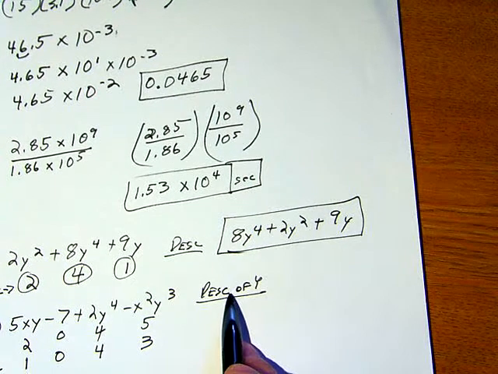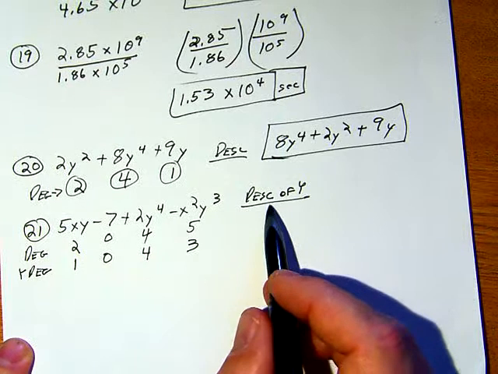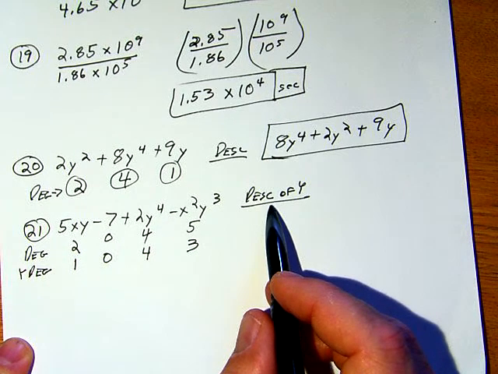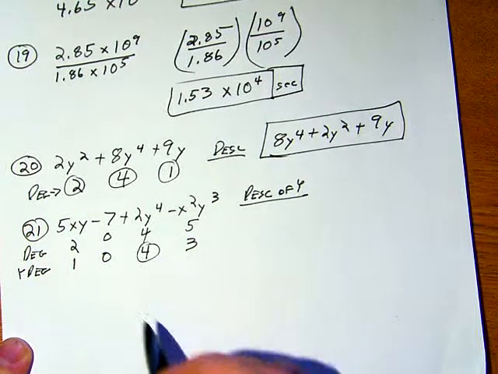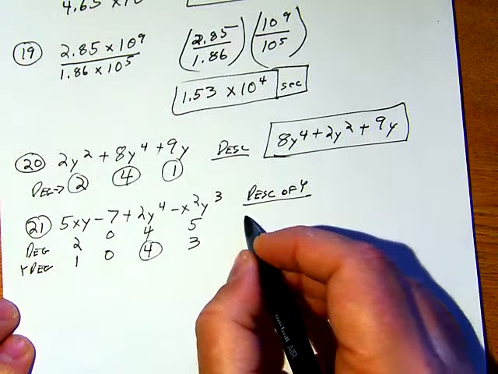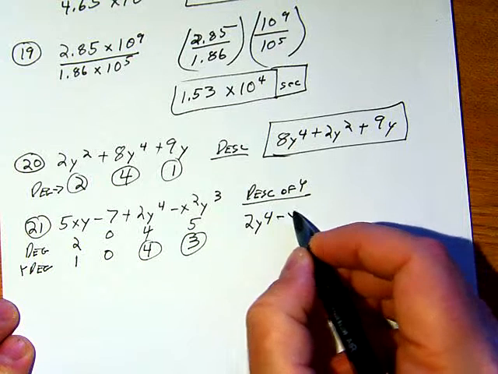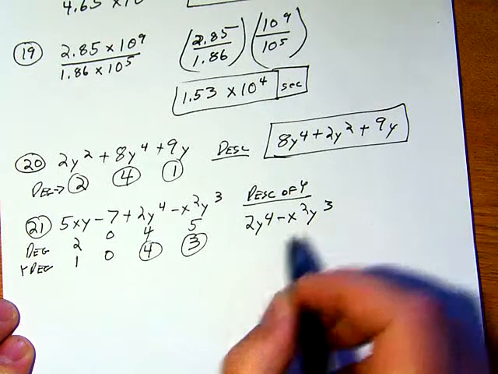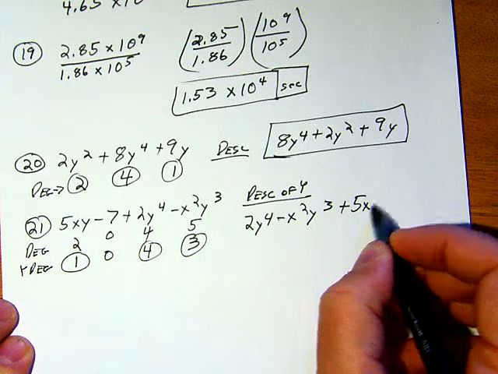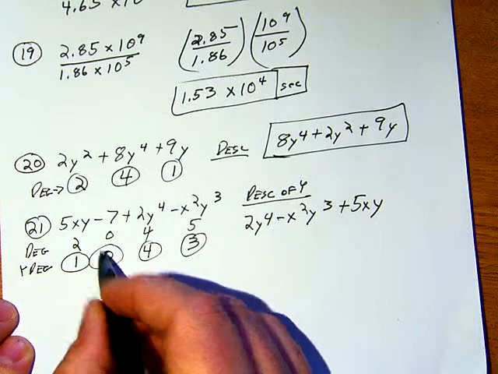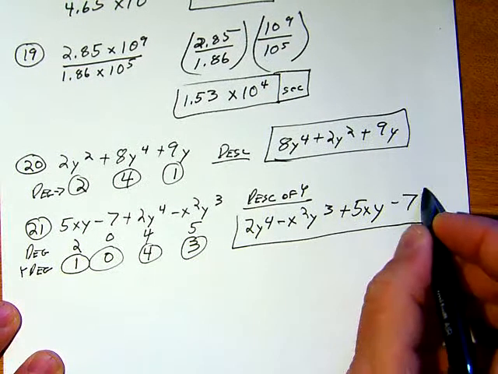Now we're supposed to do the descending, sorry about that if that wasn't on the screen, the descending degree of y. So here's the degrees of y. This is the top one. So 2y to the 4th. There's the next one, minus x squared y cubed. There's the next one, plus 5xy, and the last one is minus 7. And there it is.